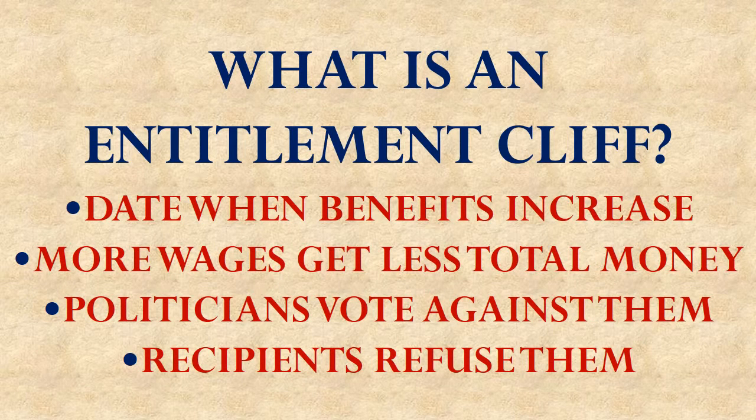What is an entitlement cliff? Is it a date when benefits increase? Is it when more wages get less total money? Is it politicians voting against them? Or is it the recipients refusing to take the entitlements? An entitlement cliff is when making more wages actually gets a person less money because the benefits end. Oops, you earn too much, you don't get your check anymore.